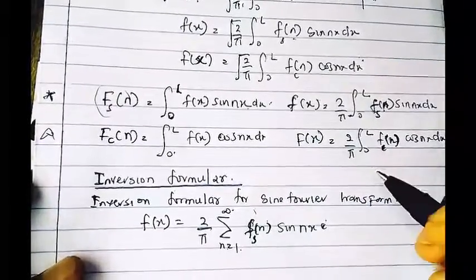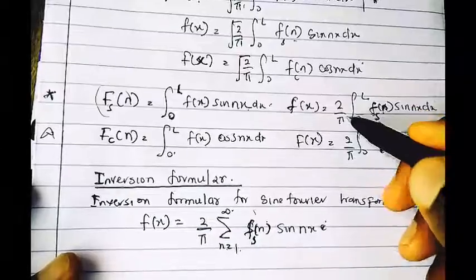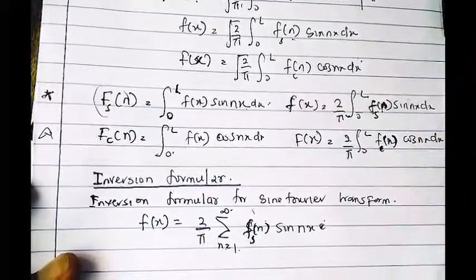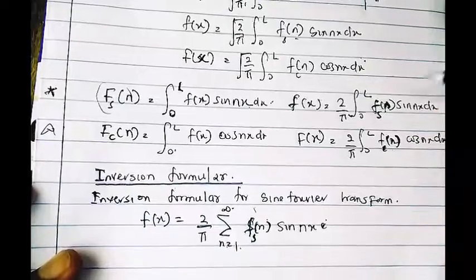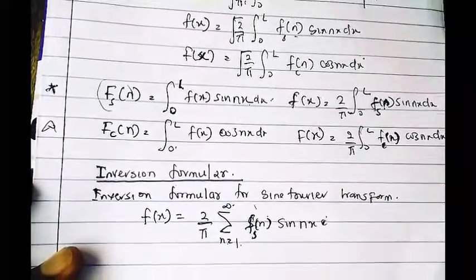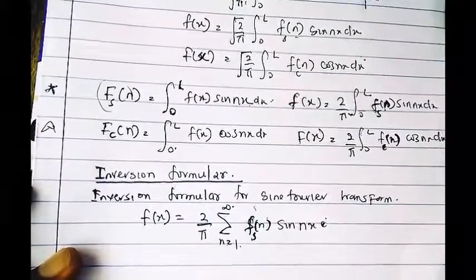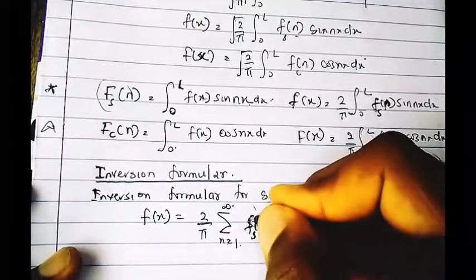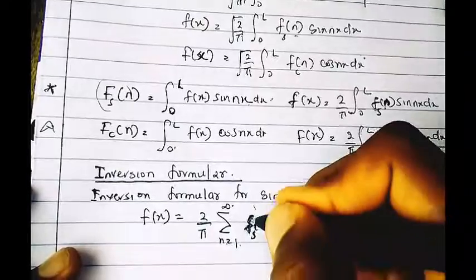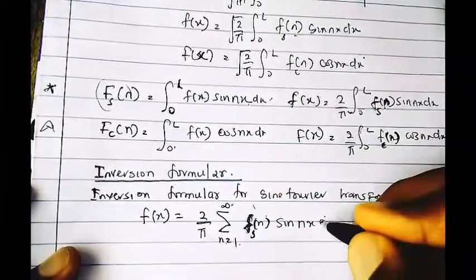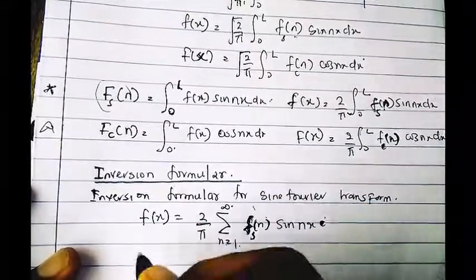This is just like the inverse Fourier transform for f of n. All these formulas are going to be needed while solving our partial differential equation. So this is just like the inverse Fourier transform for a particular sine function. So this is denoted as this.